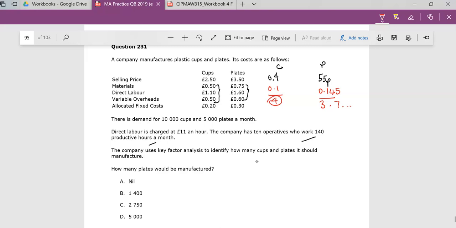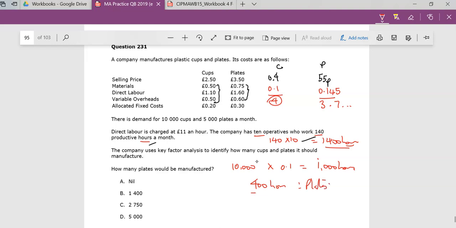How many hours do we have? We have 10 operatives who work 140 productive hours a month. So that's 140 times 10, which is 1,400 hours in total for all the operatives. I have demand for 10,000 cups, and each of those cups takes 0.1 of an hour, which means that's 1,000 hours in total. If we have 1,000 hours for cups, and a total of 1,400, it means we have 400 hours left for our plates.